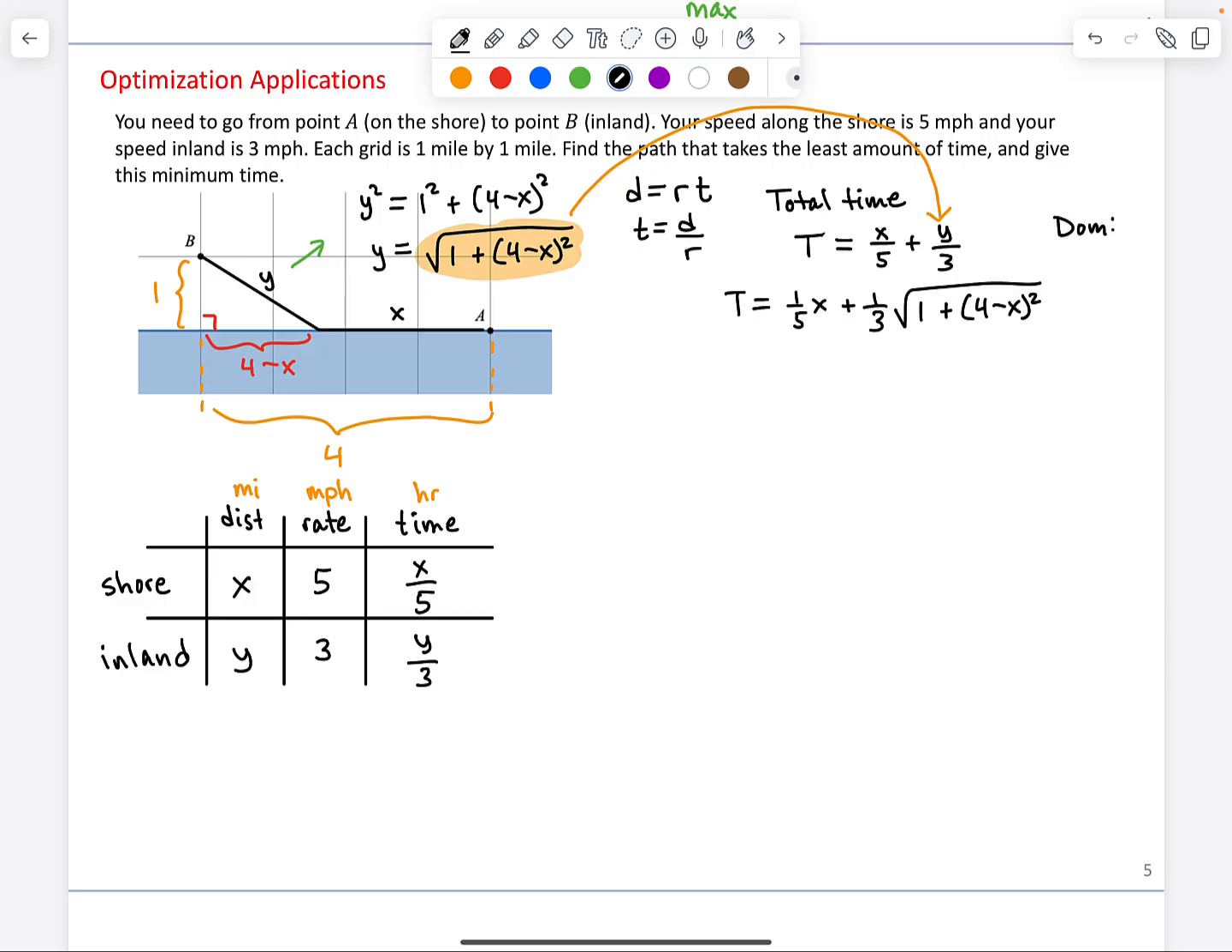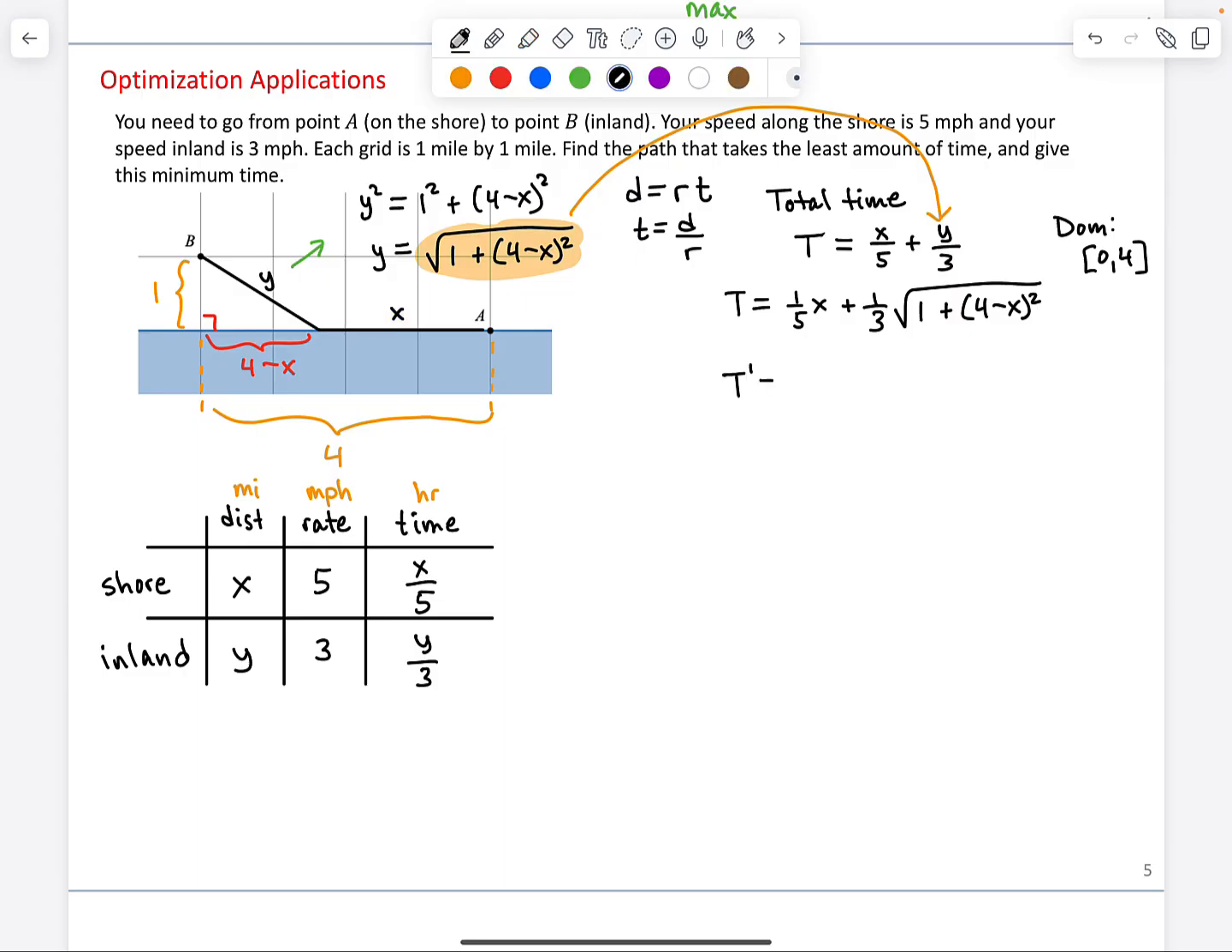The domain of this function will be that x must vary somewhere between 0 and 4. It's possible for x to be 0, meaning we don't do any walking along the shore, we walk inland only, or for this value x to be as much as 4, putting us directly south of point B before we cut inland. It would not make sense for x to be more than 4 or for x to be negative, for obvious reasons that would only add time to our travel.